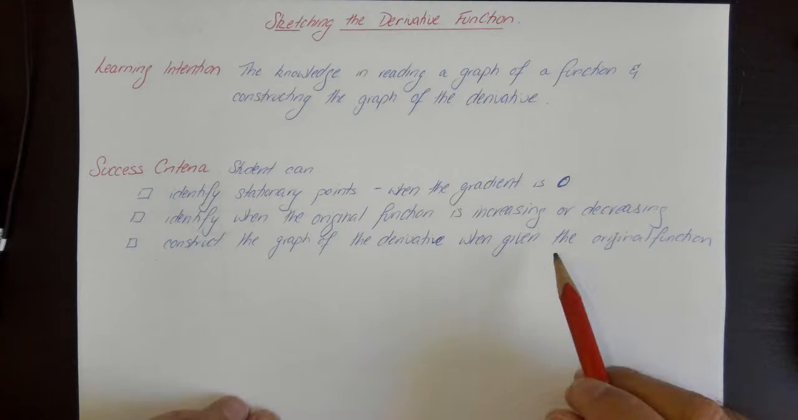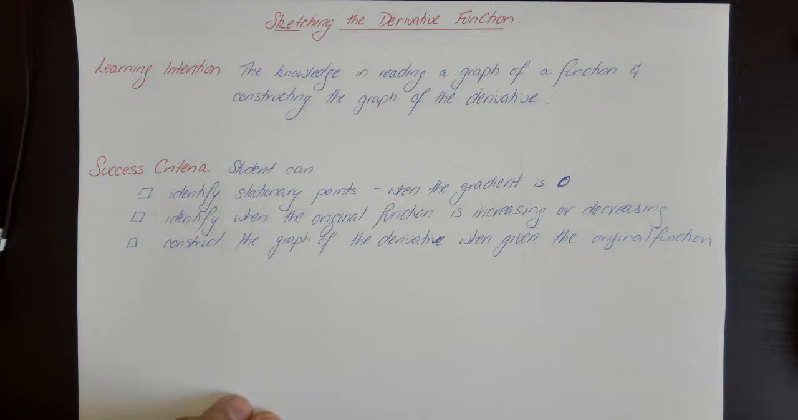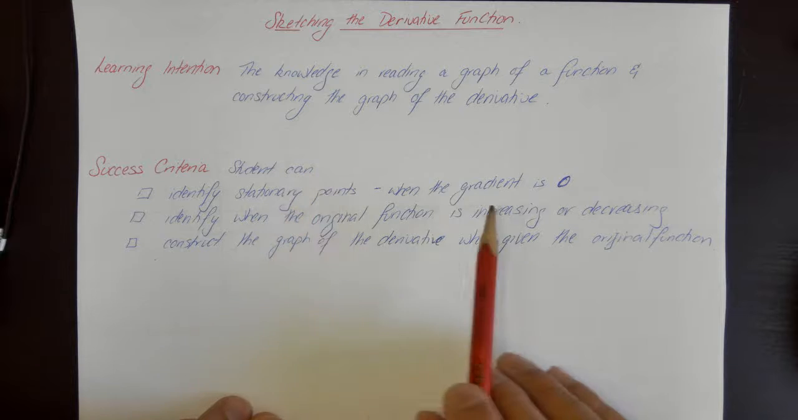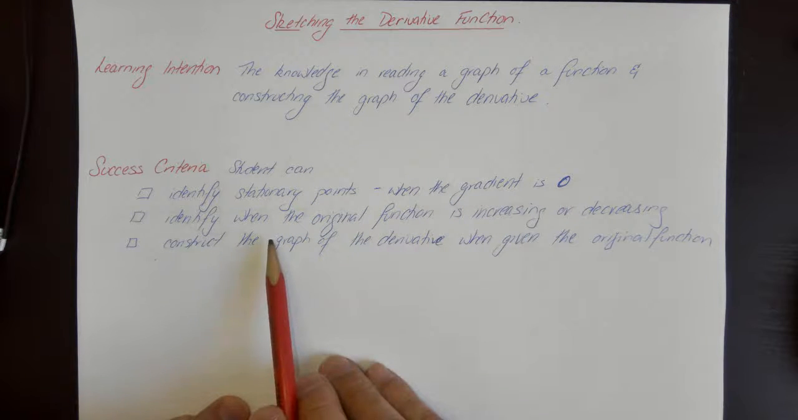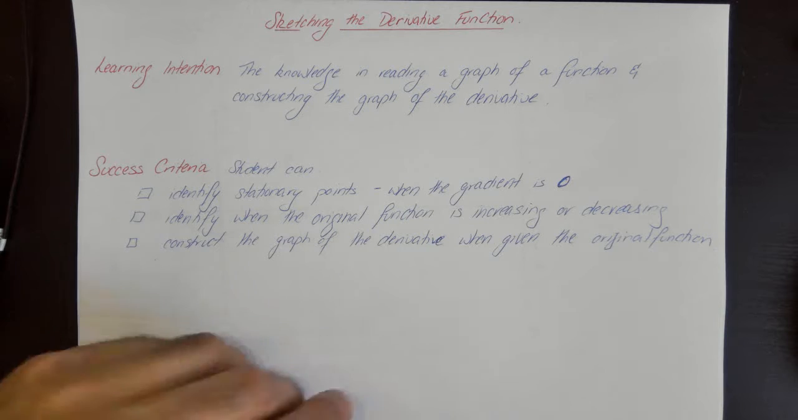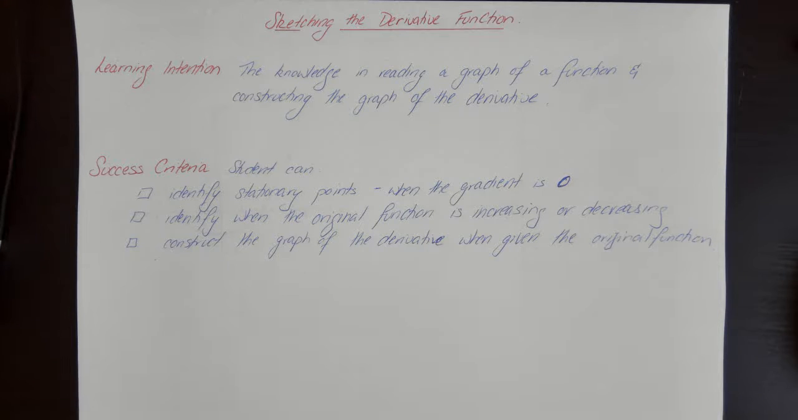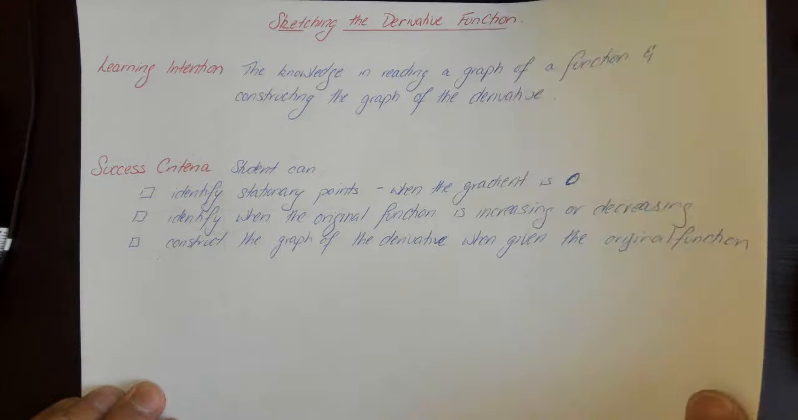Okay, so we'll be successful if we can identify where stationary points are, that is, when the gradient is 0. Identify when the original function is increasing or decreasing, and then be able to construct the graph of the derivative when given the original function.